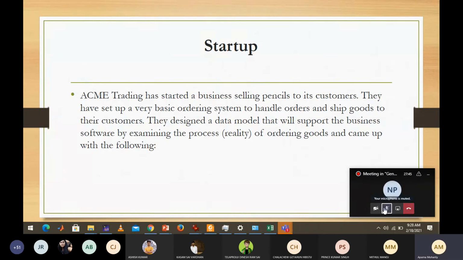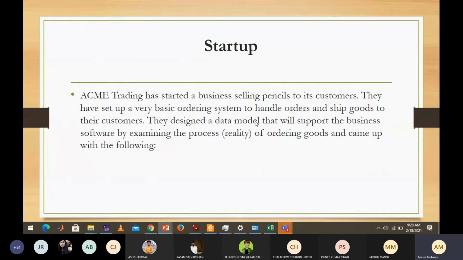Let me give you one example of a startup company called ACME. It started manufacturing pencils and releasing them in the market. So ACME Trading has started a business of selling pencils to its customers. This is their first work they are doing.